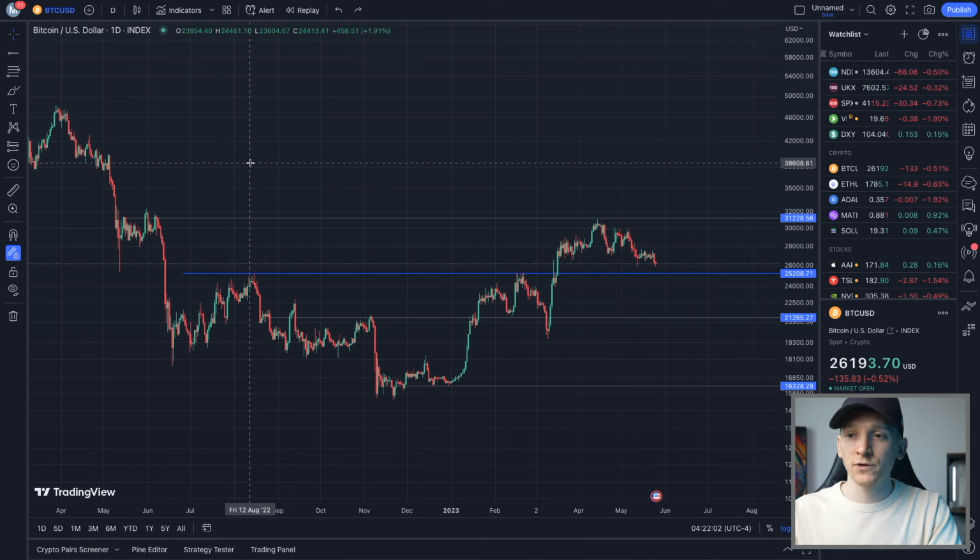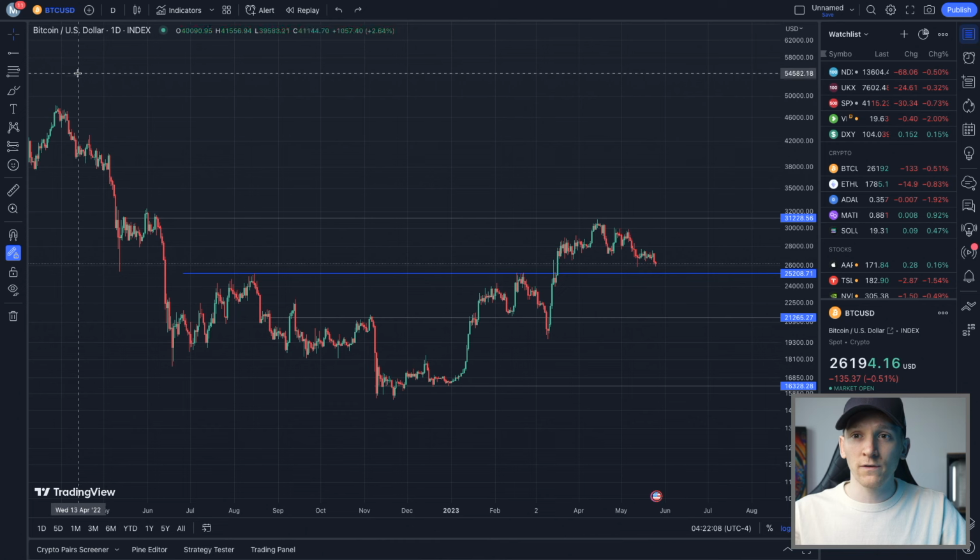So first thing, come to TradingView. I'll leave a link to TradingView down below. It's completely free as a platform to use this. So a great resource right there.